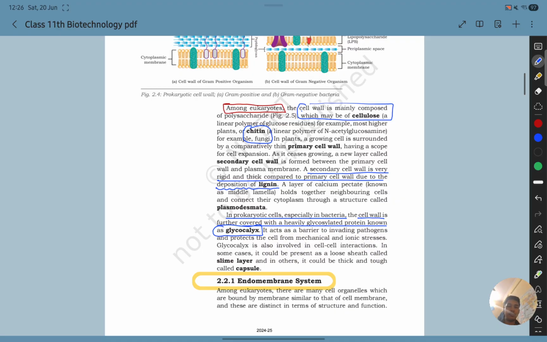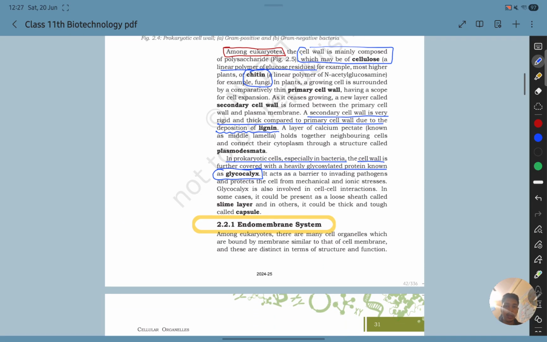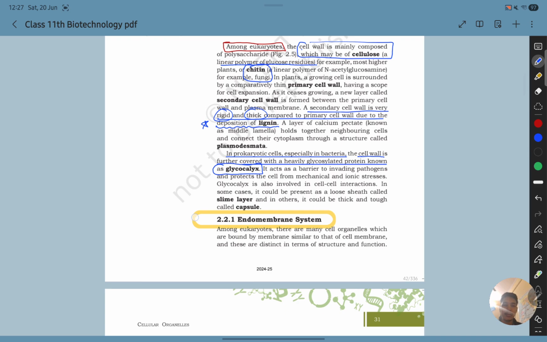It is a fact that the plant cell wall is made up of cellulose, which is a linear polymer of glucose residues. That is, cellulose is simply glucose. Whereas in fungi it is made up of chitin. Now another thing: what do you mean by lignin? A secondary cell wall is rigid and thick compared to the primary cell wall due to the deposition of lignin. So lignin is a layer on the secondary wall which makes it rigid and thick. This is the main thing about lignin.